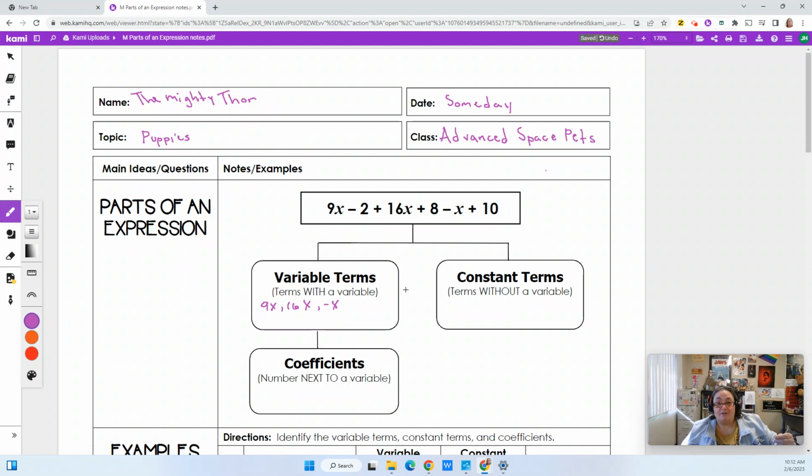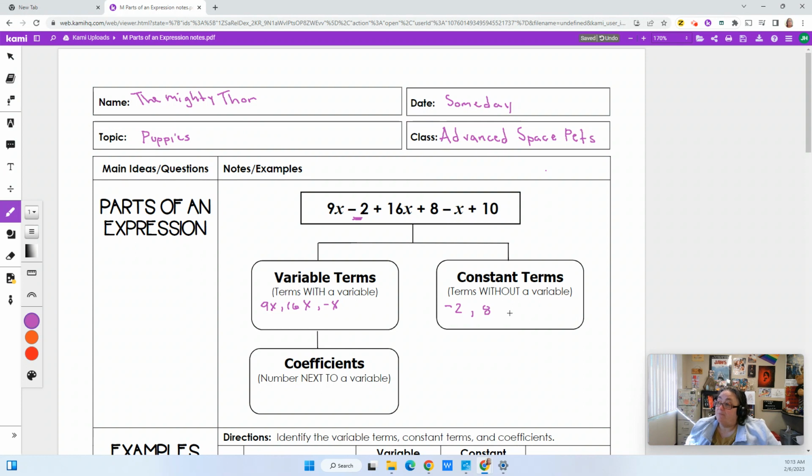It is a term that has a number with a variable attached to it, or just the variable itself, right? If I just had an x there, that would be a variable term. The constant terms are all the terms that don't have a variable. They don't have an x or a y or whatever value related to it. They're just our regular numbers, right? In this case, negative 2 would be a constant term, and 8 would be a constant term.